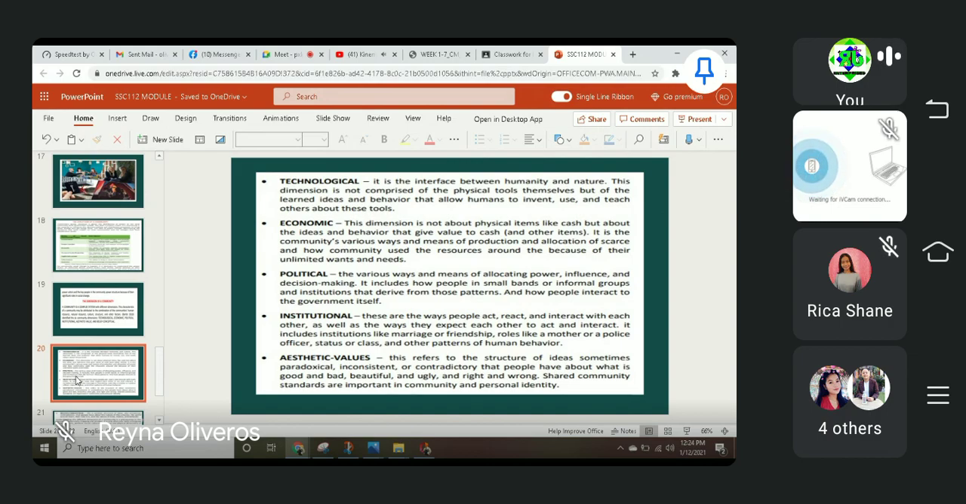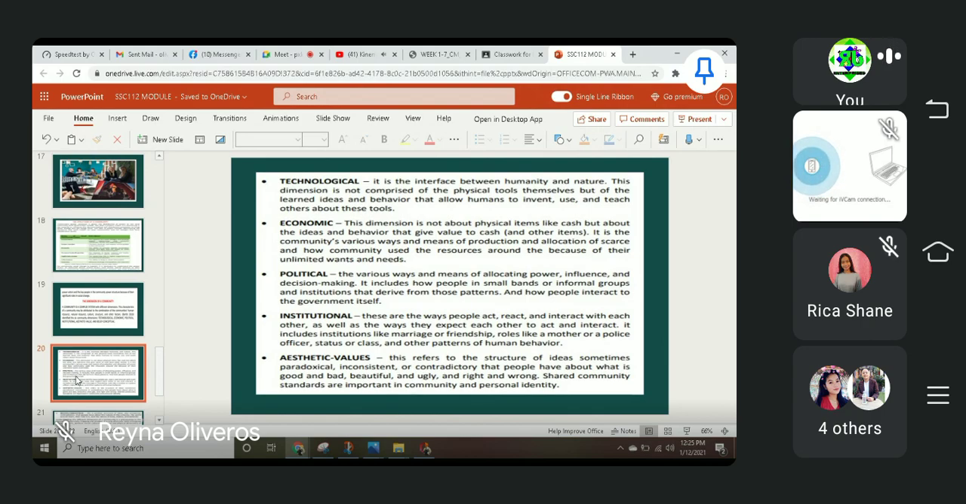So dito naman pumapasok yung tinatawag nating allocating powers. Yung influence at saka influence in decision making. Dito pumapasok yung local governments ng isang community, wherein merong mayor, may councilor, 'di ba? May barangay captain, may kagawad, may community leaders. Yan. Then sumunod is the institutional.